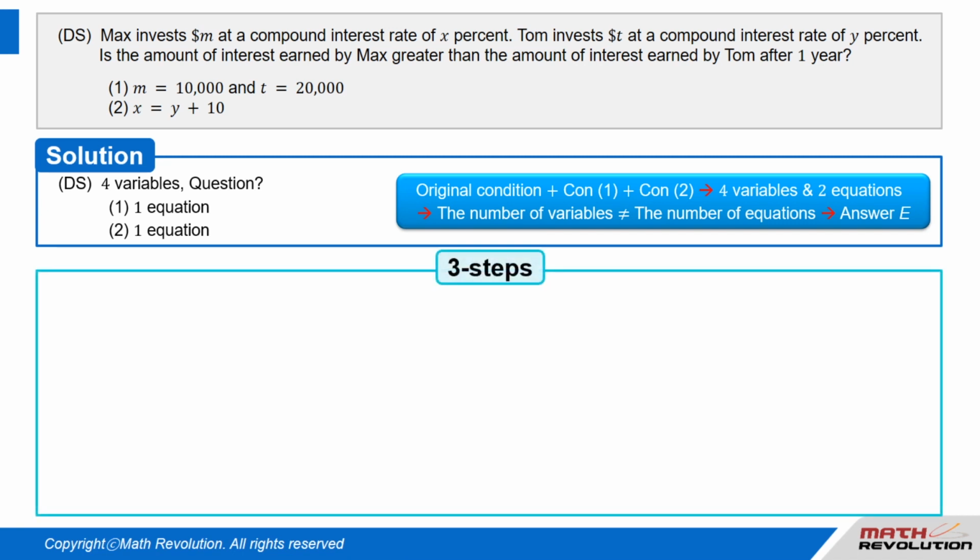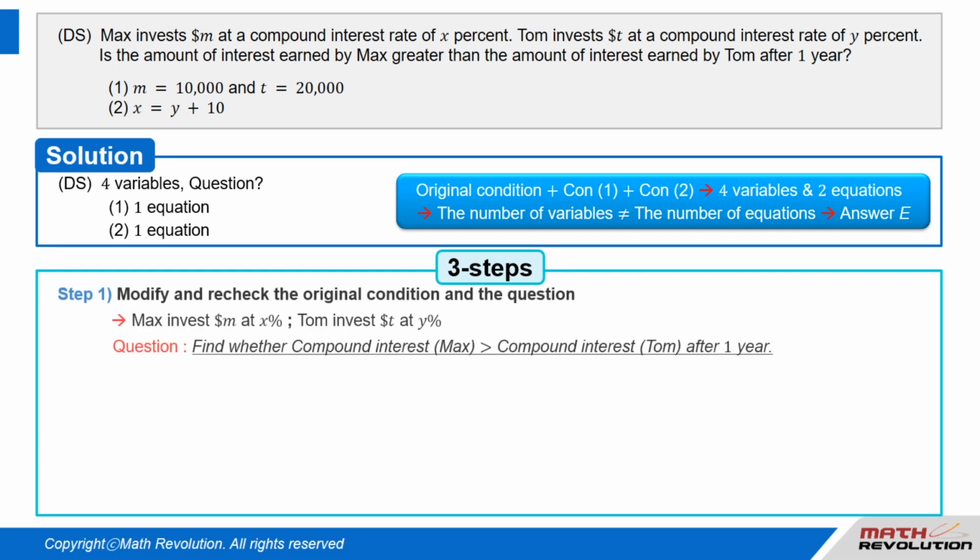Let's apply the 3 steps suggested previously. Follow the first step of the variable approach by modifying and rechecking the original condition and the question. We have to find out if the amount of interest earned by Max is greater than the amount of interest earned by Tom after 1 year if Max invests $M at a compound interest rate of X% and Tom invests $T at a compound interest rate of Y%. Just solve the question using the variable approach.